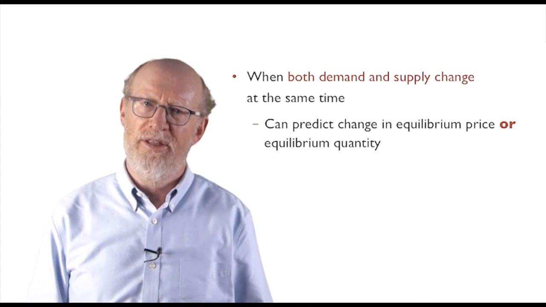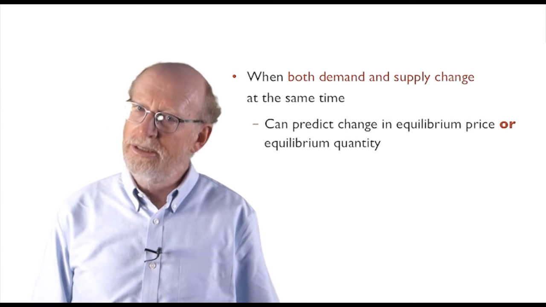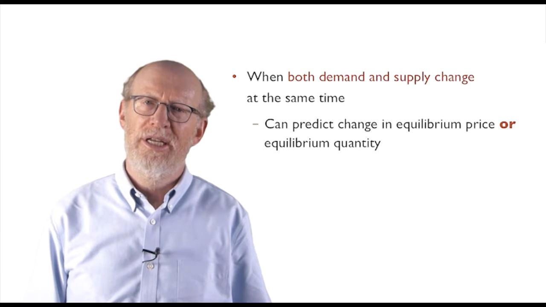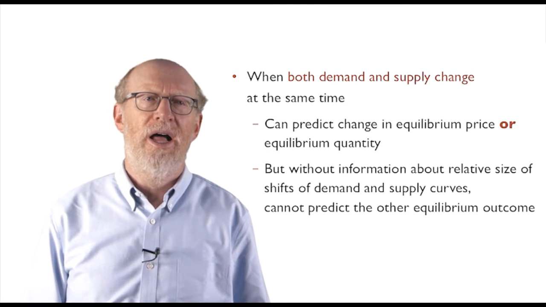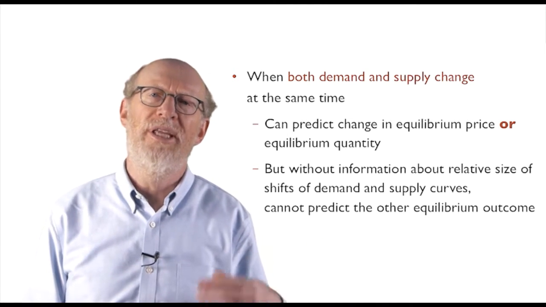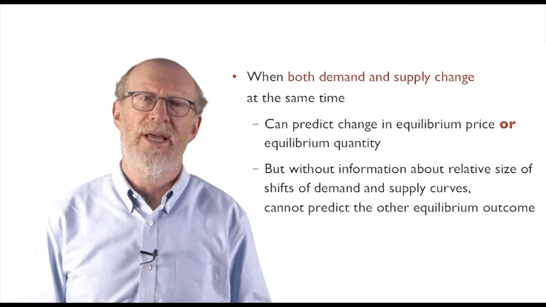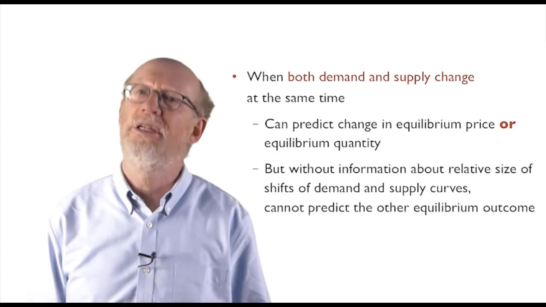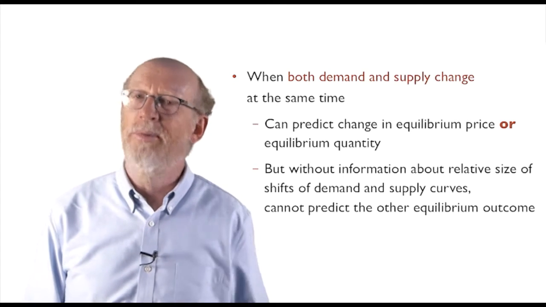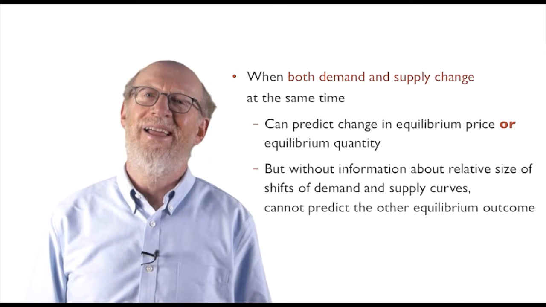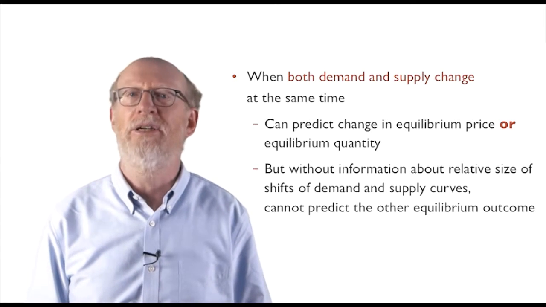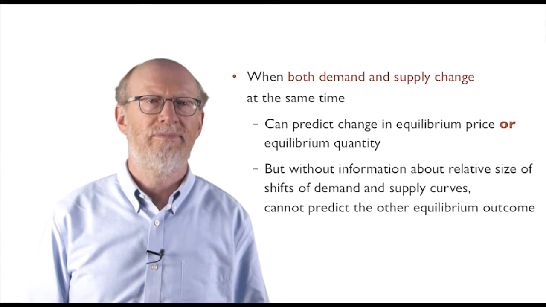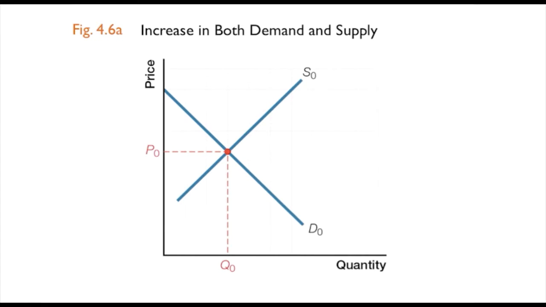What you will see in the graph is that we can predict a change in the equilibrium price, but not also the equilibrium quantity. It's going to be one or the other. And without information about the relative size of the shifts of the demand and supply curves, we cannot accurately predict the other equilibrium outcome. One of the elements of wisdom is knowing what you don't know, and this technique has its limitations, which you will see as I go through the increase in demand and increase in supply in the following graph. Figure 4.6a shows what will happen if there's an increase in both demand and supply.